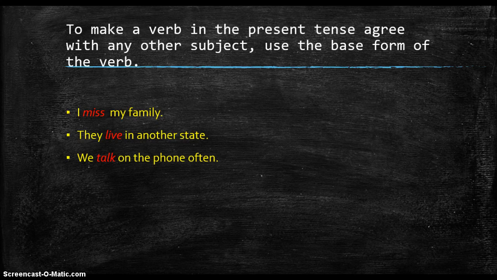Now, if you have a verb in the present tense and you need it to agree with any other subject, regardless of what person it is, use the base form of the verb. For example, I miss my family. Don't put an s, don't put an es, just use the base form of the verb. They live in another state. Again, no s, no es, just the base form of the verb.